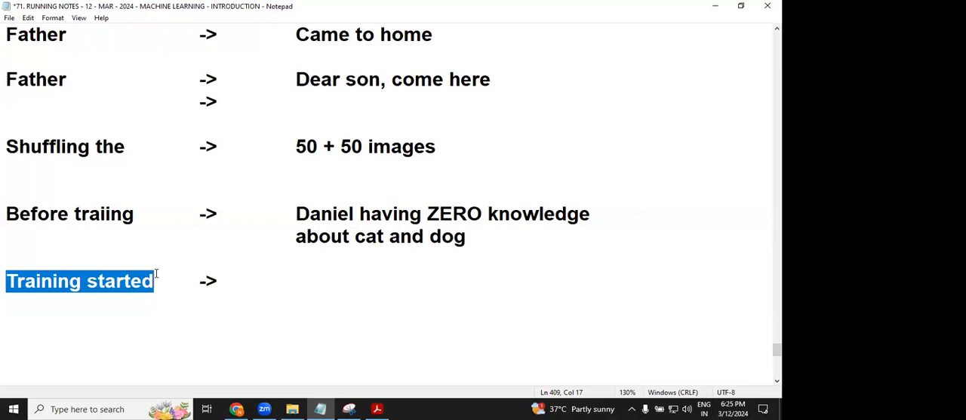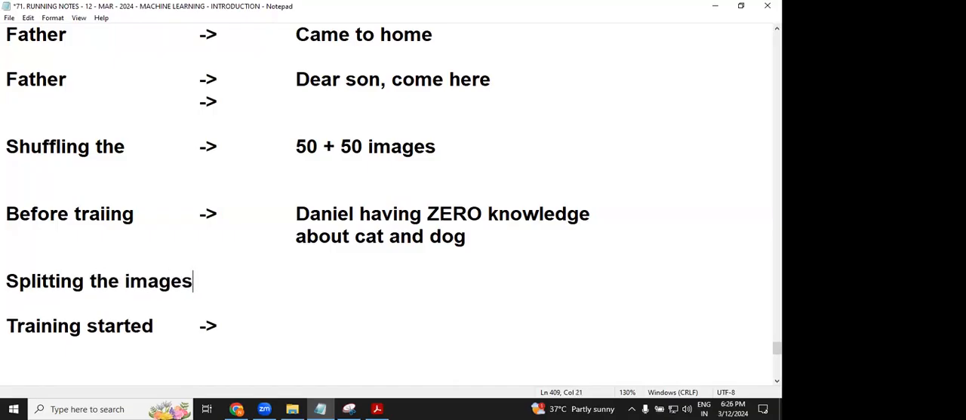Before that, there are a few steps you need to follow. Even before training, my father was splitting the images. Splitting what exactly? Images. Now let me tell you what my father did.